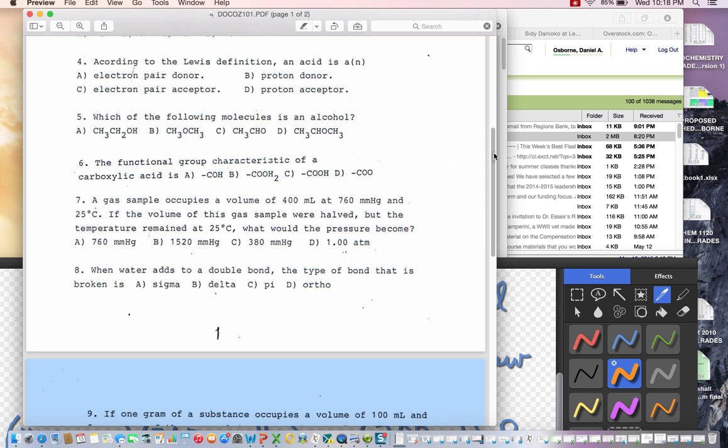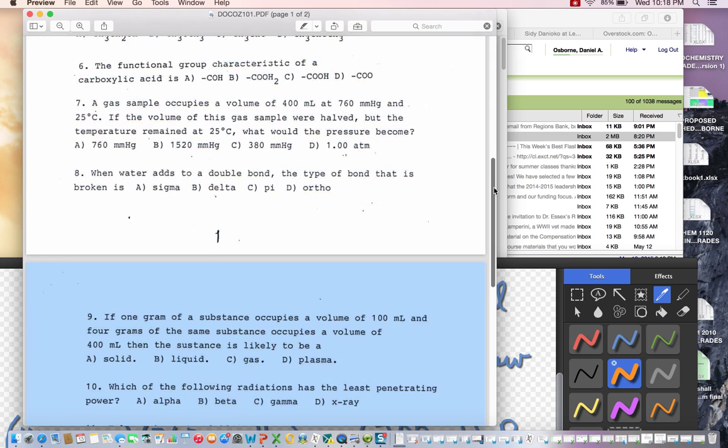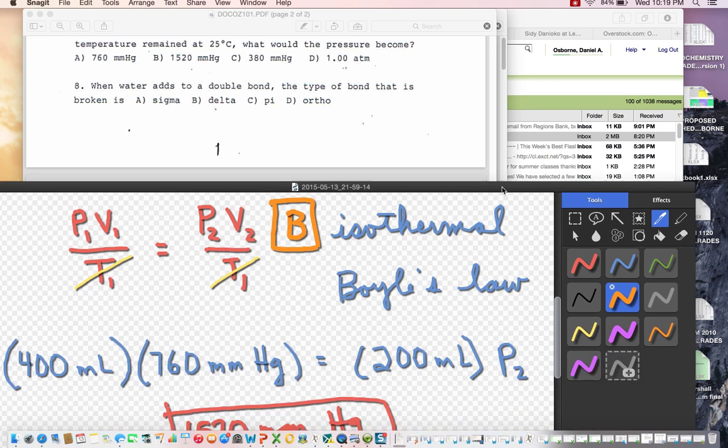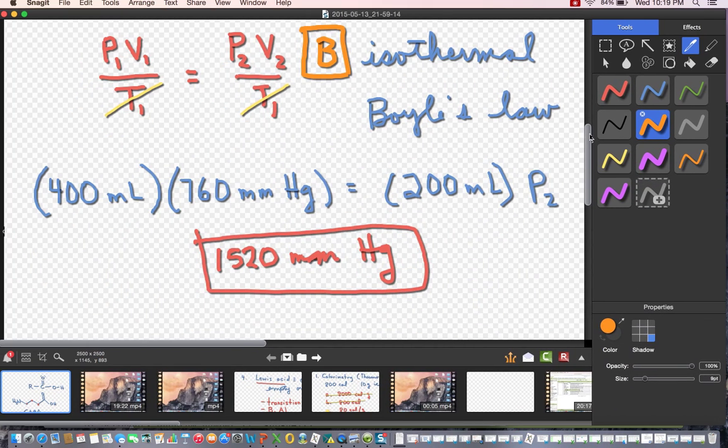Okay, so let's move on to number 8. Here we have an organic question. When water adds to a double bond, the type of bond that is broken is... We're obviously referring to electrophilic addition. We are breaking a pi bond to make 2 new sigma bonds. Let's look at that in just a little bit of detail.